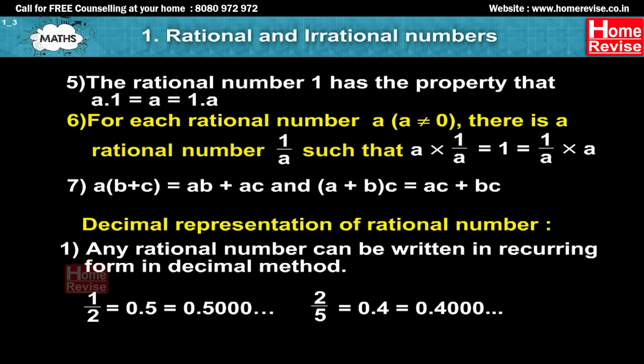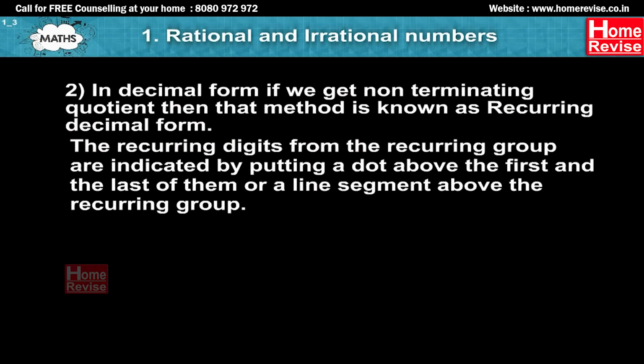0.4000 up to infinity. Number 2, in decimal form, if we get a non-terminating quotient, then that method is known as recurring decimal form. The recurring digits from the recurring group are indicated by putting a dot above the first and the last of them or a line segment above the recurring group.